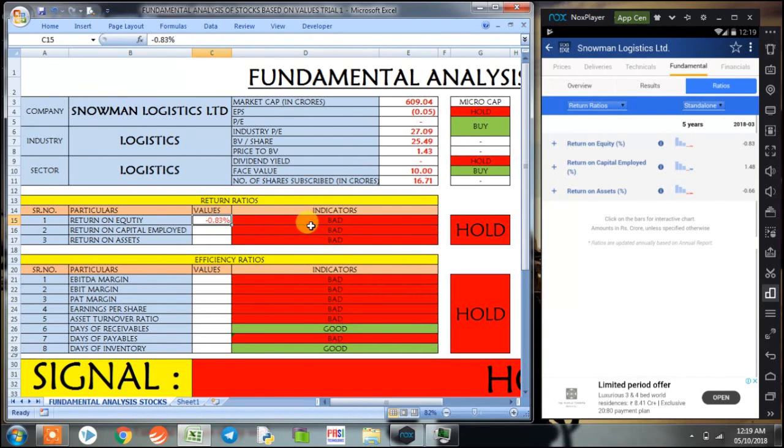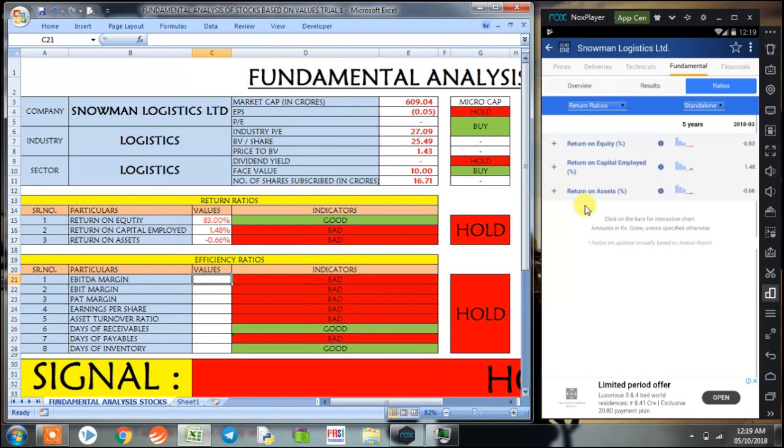That's why it is indicating that it's not good, it's bad. Had it been somewhere about 12, it would have given a good signal, but it is minus 0.83. Now return on capital employed is 1.48, still not good, so it's bad. And return on assets is minus 0.66%. So when we see the return ratios of the company, we find that the program is giving us a signal to hold on to your investments.